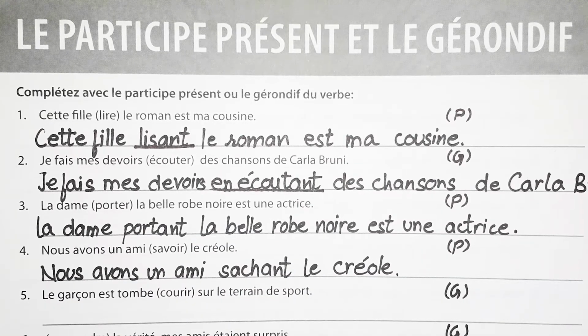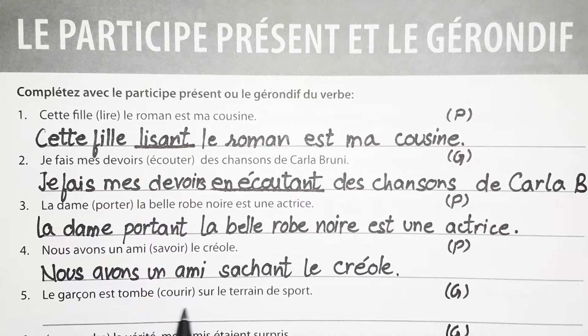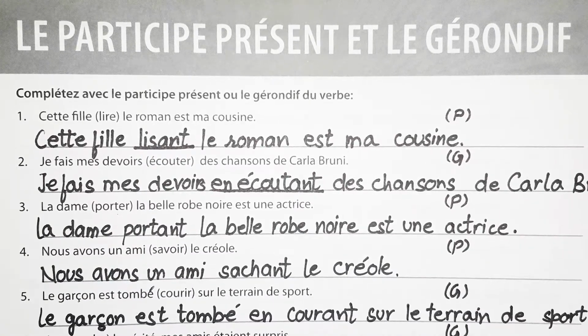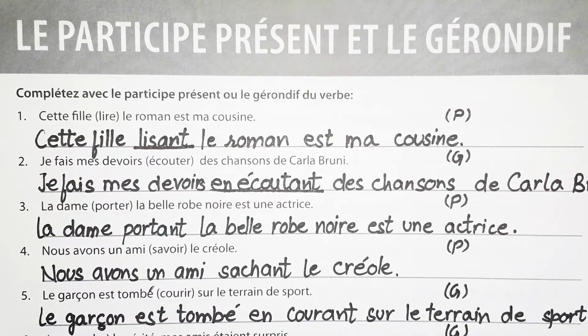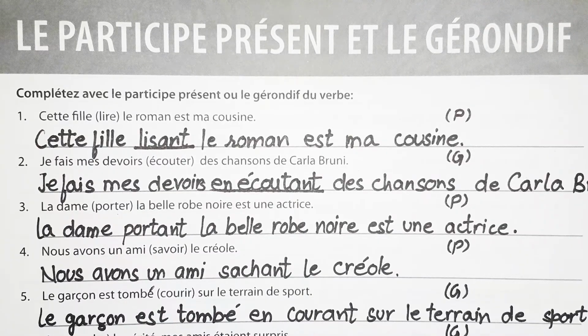Now the next one is le garçon est tombé, the verb is courir sur le terrain de sport. Le garçon est tombé en courant sur le terrain de sport. Now it's a sentence of gérondif because both the actions are done by the boy, le garçon. Action of falling down and action of running. So the boy fell while running on the sports ground.